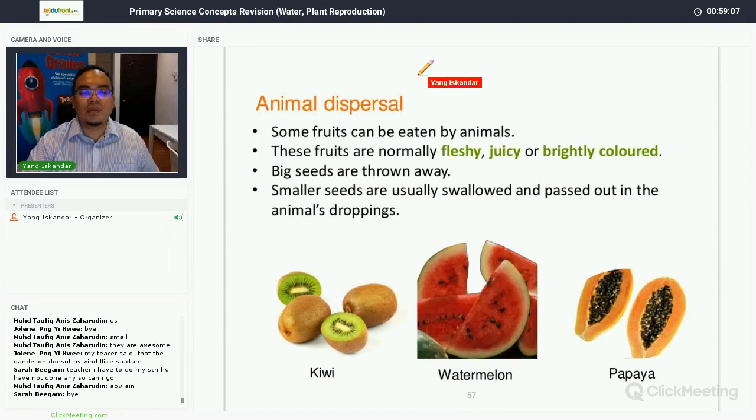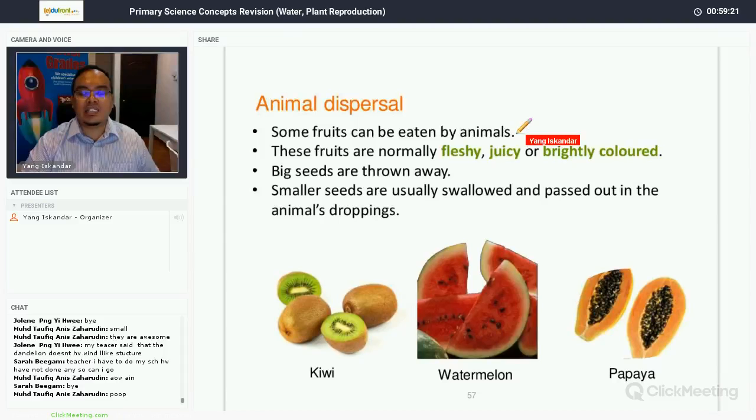Okay, it could also be that the fruits are eaten by animals, and the animals go to other places to spit the seeds or to poop. All right, the seeds are dispersed at other areas.